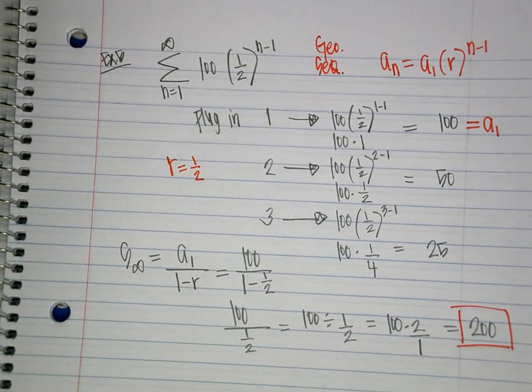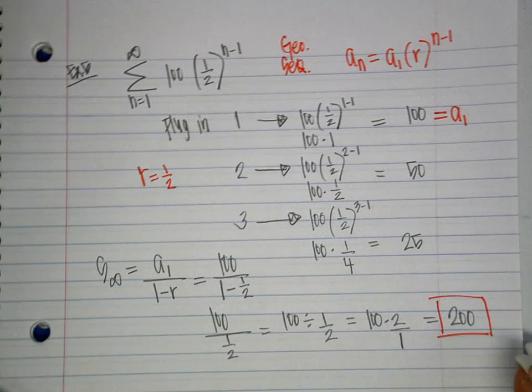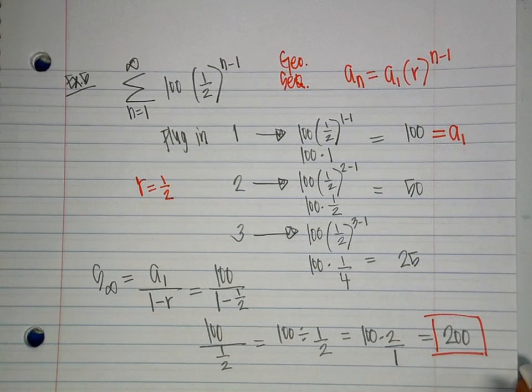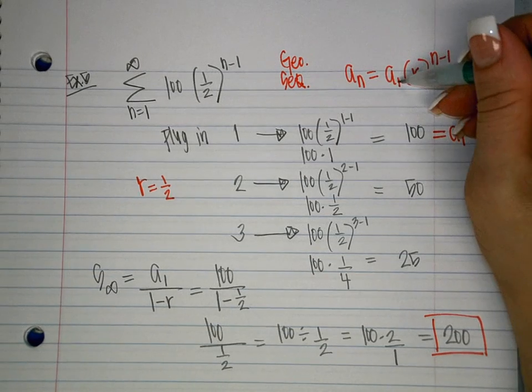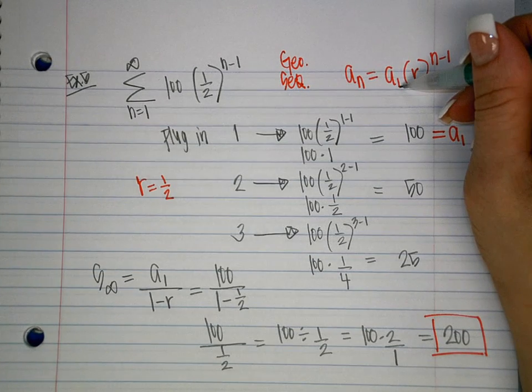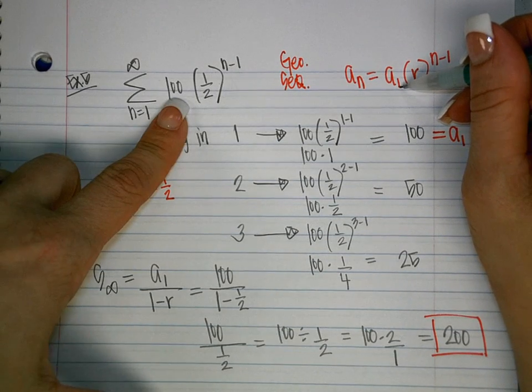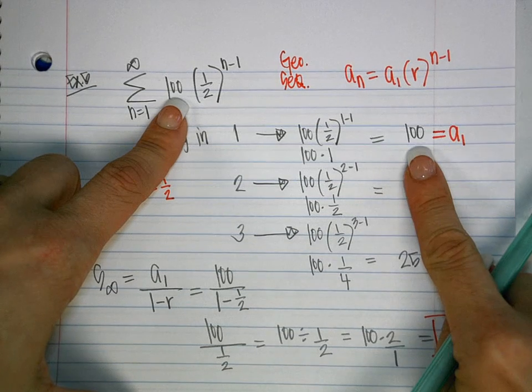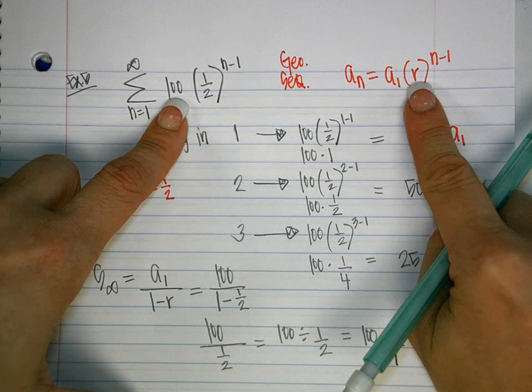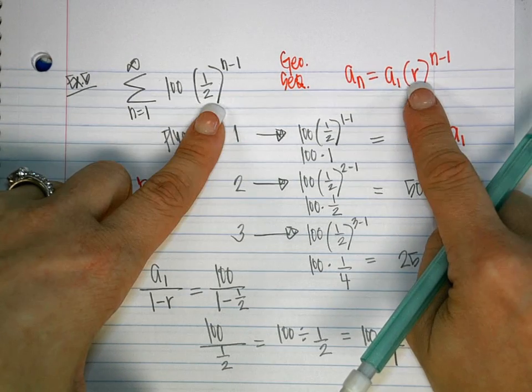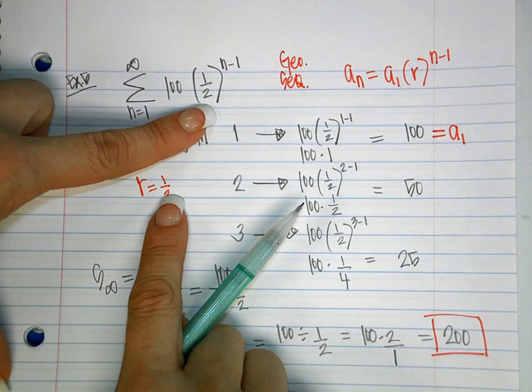Now, do you see in this formula a shortcut? If you do, that's great and you can use it. If you don't, tune out for a minute. Does anyone see? What do you see? The A1 is where? First. What is A1? 100. The ratio is whatever's in the parentheses. What is the ratio that we figured out? 1/2.